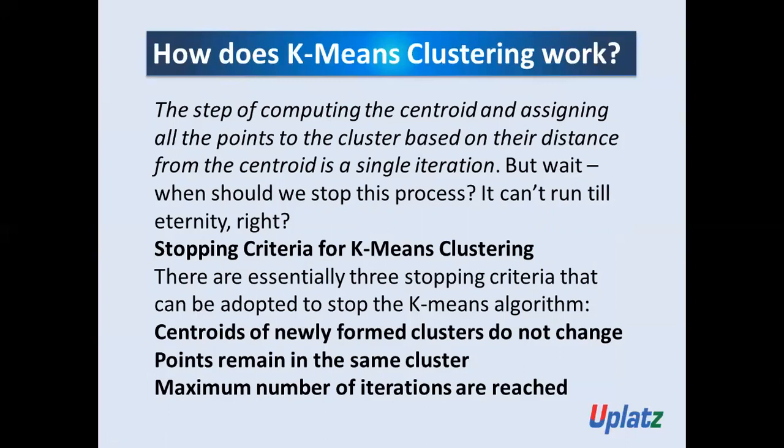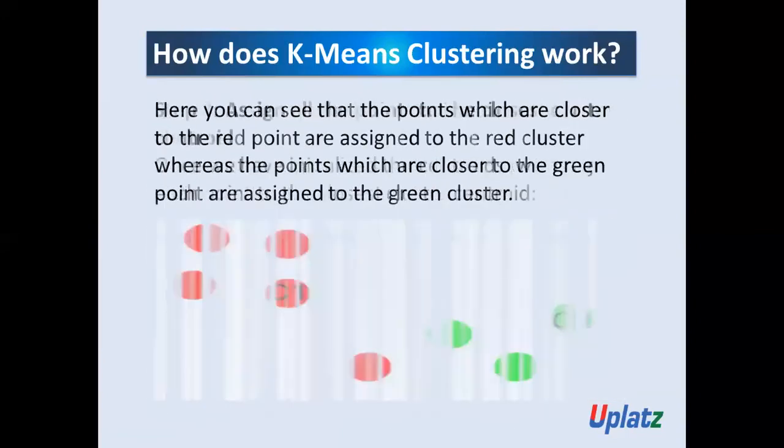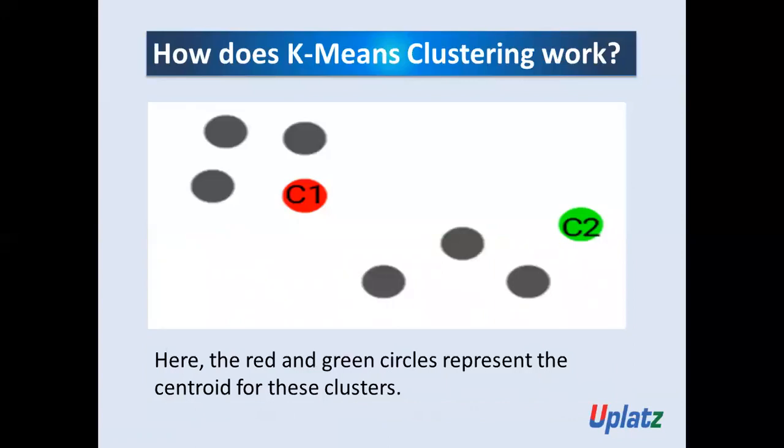So how does k-means clustering work? We have seen the example in which we have taken 8 points. The first step is to choose the number of clusters, so we have chosen 2. After that, we randomly select the centroids. So we have chosen 2 centroids, C1 and C2. C1 belongs to the red one and C2 belongs to the green one. Here the red and green circles represent the centroids of the clusters.